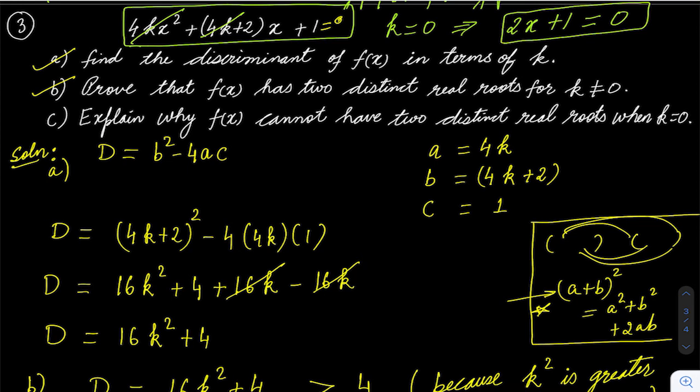So if k is 0, my equation is 2x plus 1 equal to 0. It implies x is minus half, which is a linear equation, so obviously you will get only one root. They are asking to explain why f(x) cannot have two distinct real roots when k is 0. So your explanation is that when k is 0, the quadratic reduces to a linear equation, and obviously a linear equation cannot have two real distinct roots. Anyway, this equation has only one root, x equal to minus half. So that's your answer. I hope it's clear.